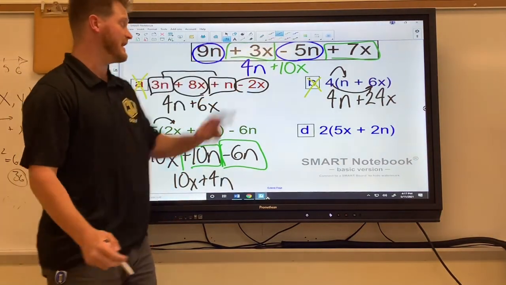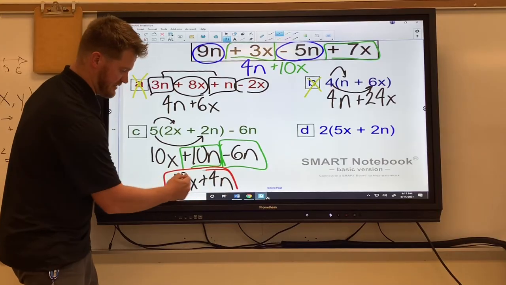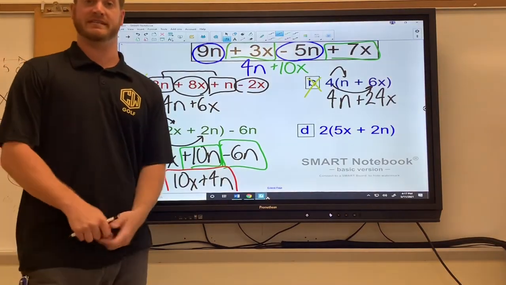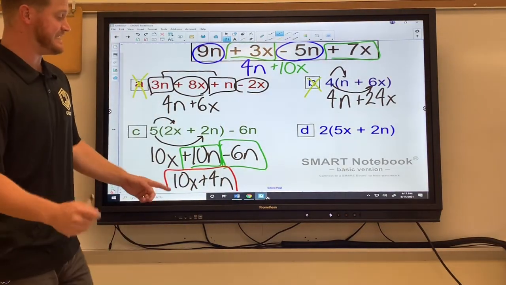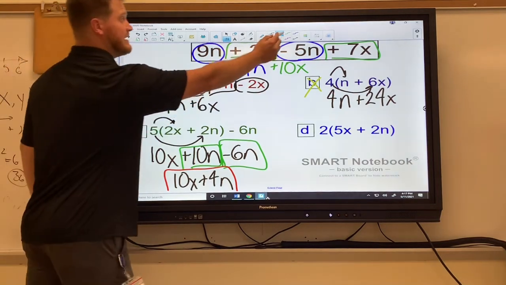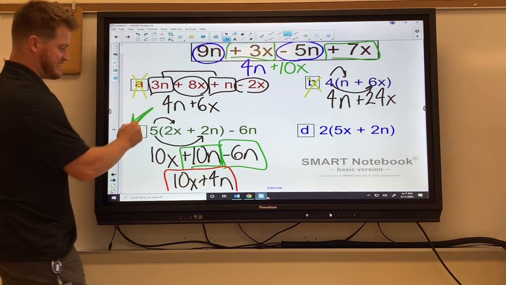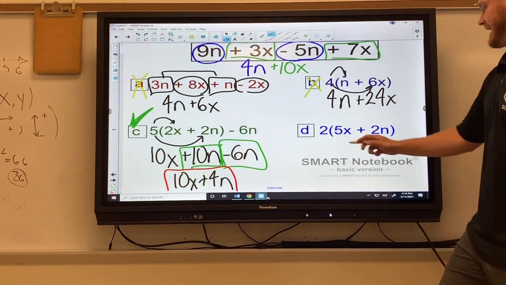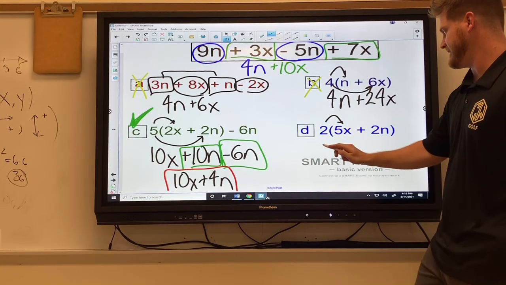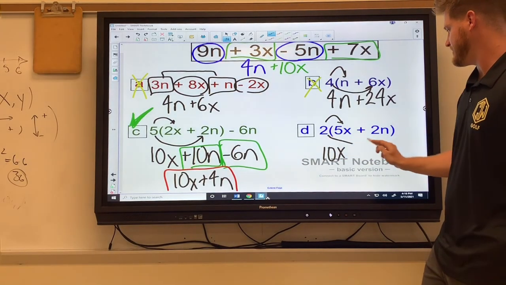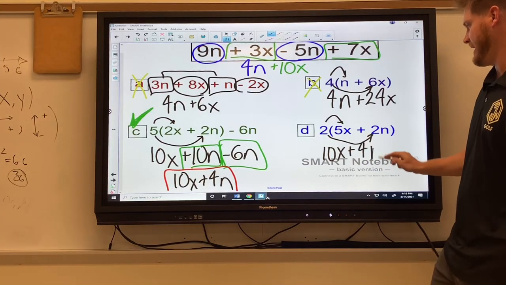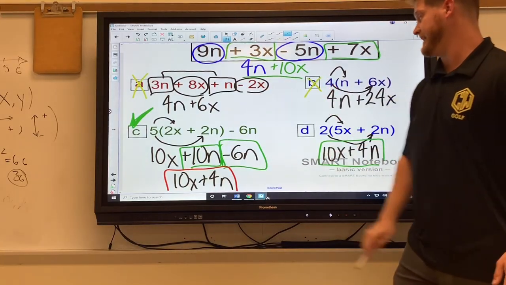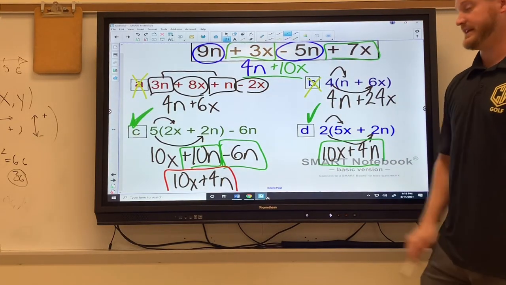Take a look at this one. It looks like it's backwards, but like I said earlier, there's no such thing as being backwards in that. 2 plus 3, 3 plus 2 get the same answer. So 10x plus 4n is the same thing as 4n plus 10x. So C does match. Let's look at D. All right, yep, answer choice D. Again, distribution. 2 times 5x is 10x. 2 times 2n is 4n. Gives us the same answer. 10x plus 4n is the same thing as 4n plus 10x, so D is also a correct answer choice.